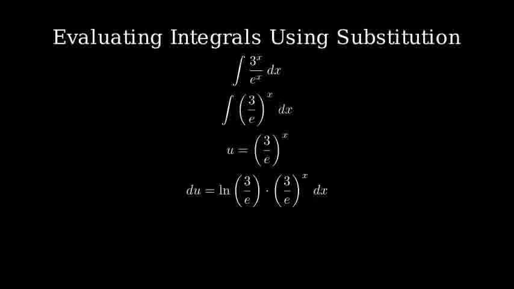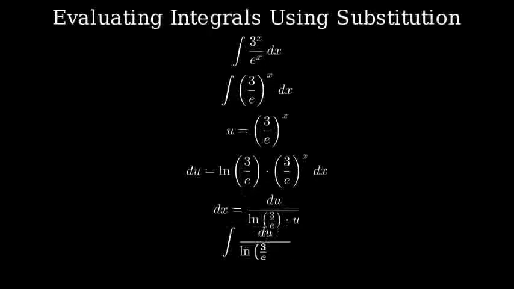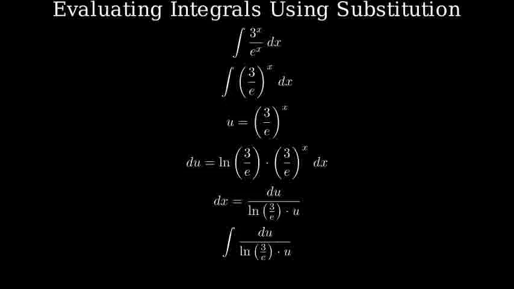Note that the derivative of a^x is a^x times the natural logarithm of a. Rearranging for dx in terms of du, we obtain dx equals du divided by the natural logarithm of the fraction 3 over e, times u. Let's substitute back into our integral. This presents us with a more manageable integral: the integral of du over u, divided by the natural logarithm of 3 over e.